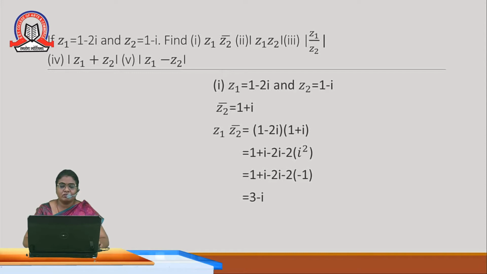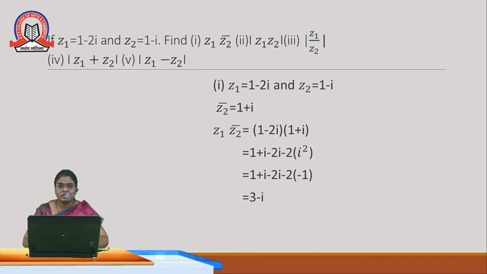If z1 equal to 1 minus 2i and z2 equal to 1 minus i, we want to find z1 z2 bar, modulus of z1 z2, modulus of z1 upon z2, modulus of z1 plus z2, and subtraction modulus of z1 minus z2. In the first problem, we are taking z1 equal to 1 minus 2i, z2 equal to 1 minus i. So we need to calculate z1 z2 conjugate.